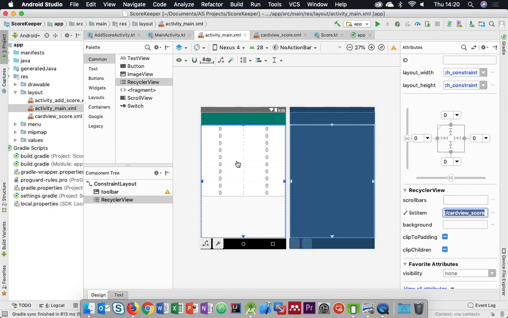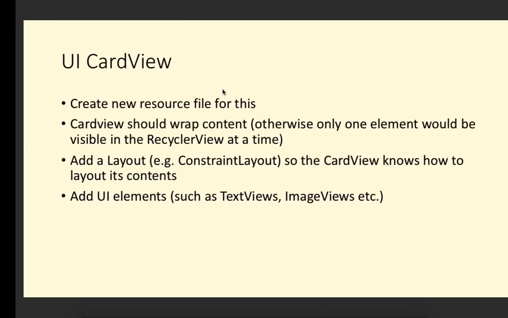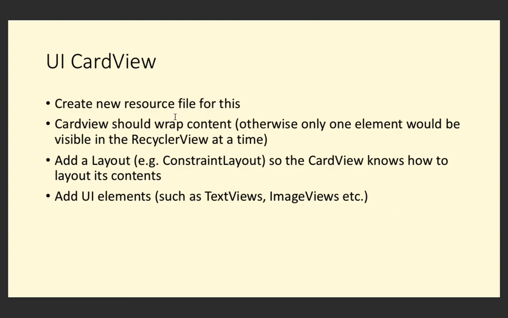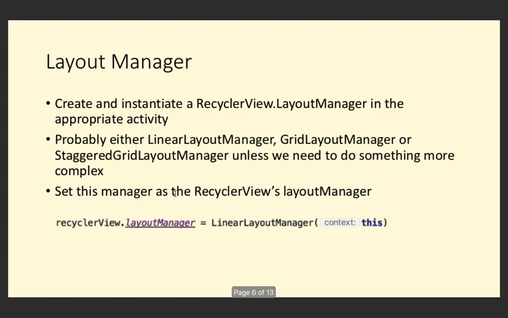But if I was to run my application, there's no connection made in terms of how the RecyclerView knows what its card view is. It's only for the purposes of this layout so that we can see what it looks like. Okay, so we're getting there slowly. We've created a card view. We've set it to wrap content so that we can see more than one item in the RecyclerView at the time. And we've added a layout. We used a linear layout because I was lazy, and we've added some UI elements. So that's an individual item in a list view.